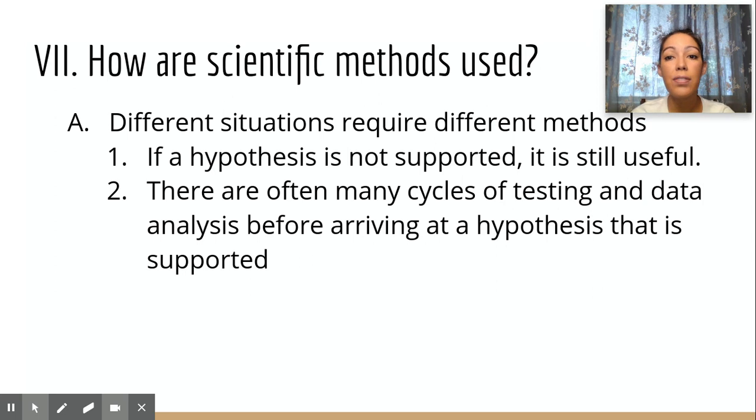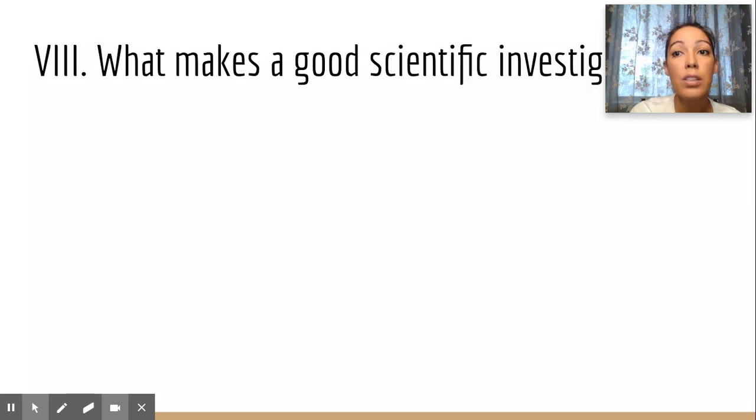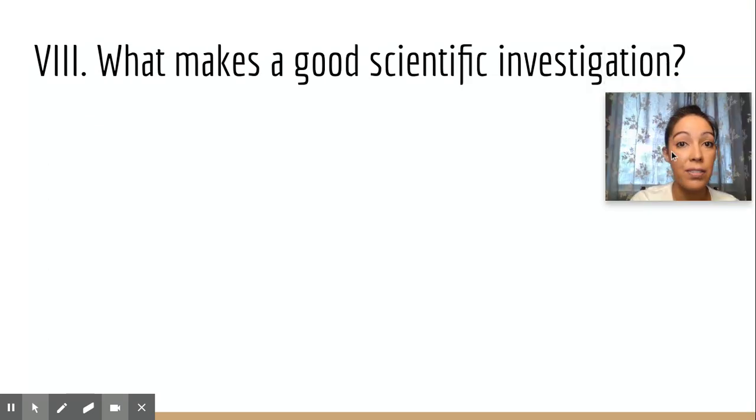There's often a lot of cycles of testing, data analysis, retesting, more data analysis, retesting again, more data analysis before you can get to a hypothesis that's actually supported. Just think about all the steps that scientists are going through right now to try to find a viable vaccine for COVID. This is all just cycles and cycles of testing and learning new information. So what makes a good scientific investigation?